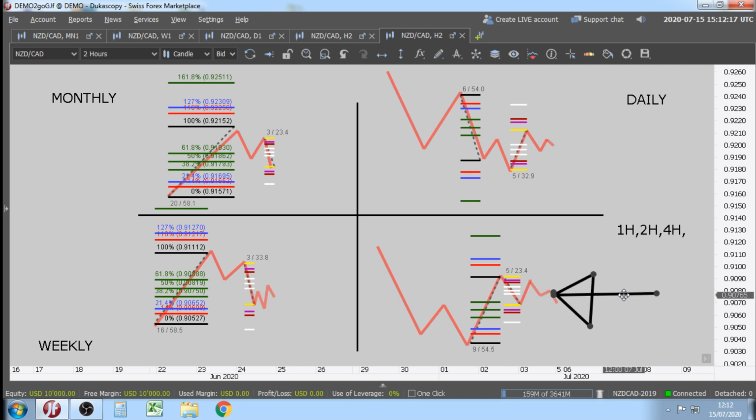Teacher Annie and teacher Zuelius, why are we going long? Number one, because the market is making lower lows, lower highs on the 1 hour, 2 hour time frame, and the daily Fibonacci is down.